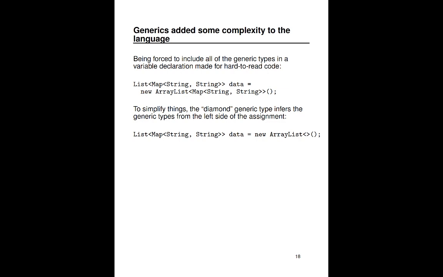So they introduced something into the language called the diamond generic type that will infer all the types that you need when creating the collection from the declaration of the variable on the left, or really whatever is on the left of the assignment. So this is nice, it's much easier. It all fits on one line, and if something changes on the left, you don't need to worry about changing it on the right. So you can just say, list of string data equals new array list, and you have the little diamond, and the compiler will take care of it.